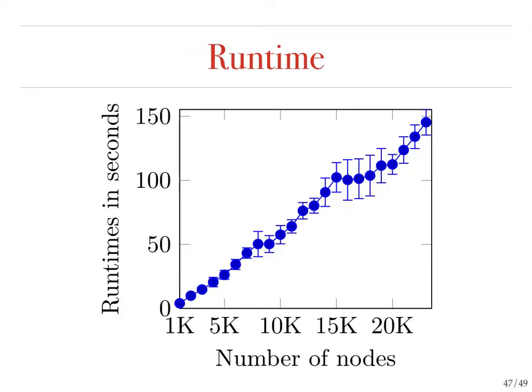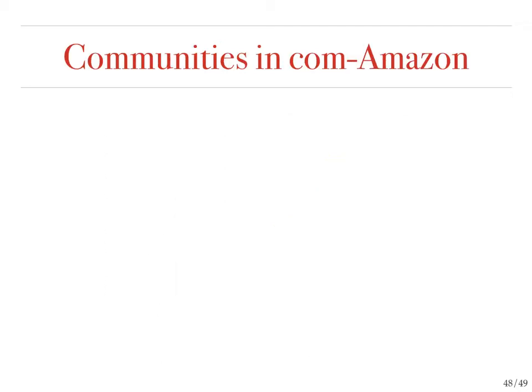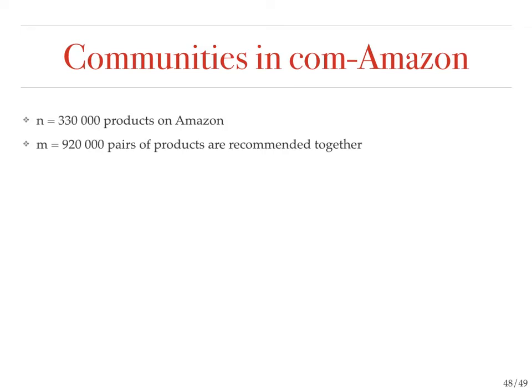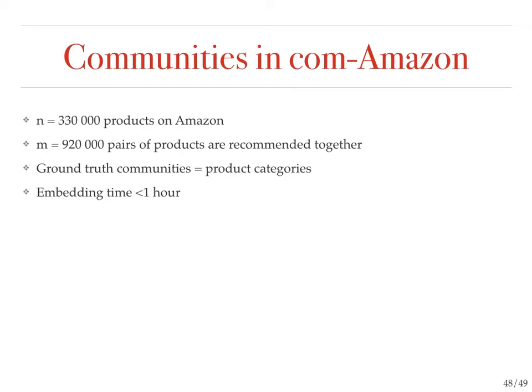So to close, our runtime is of course very good. We can embed thousands of nodes in under a few minutes. And as a proof of concept, we embedded the Amazon product network. The Amazon product network has 300,000 products, and 2 products have an edge if they're recommended together. Now the nice thing about this network is that it gives you ground truth communities, which are assembled by the product categories. We embedded this graph in under 1 hour.